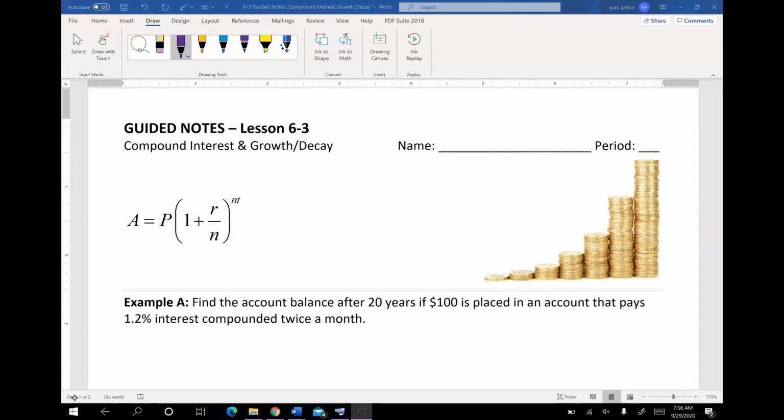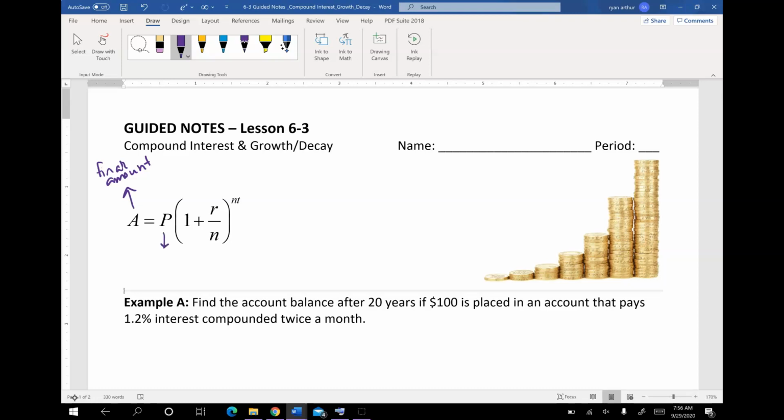So A, that stands for your final amount. So it's like you started with this much money, you're taking money out of your account. Whatever you take out of your account is your final amount, okay? It's what you end with, okay? It's whatever you started with, interest happened, and that's your final amount, okay?